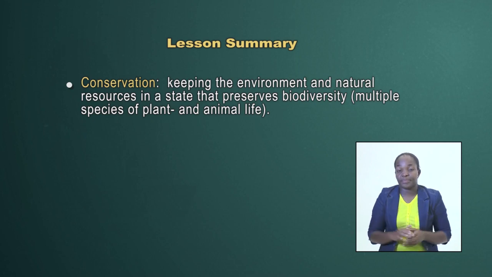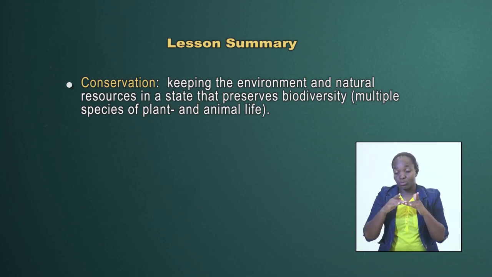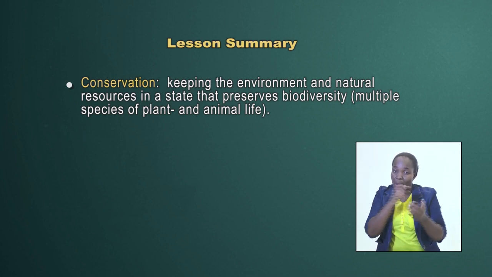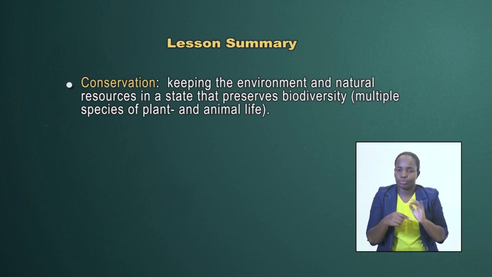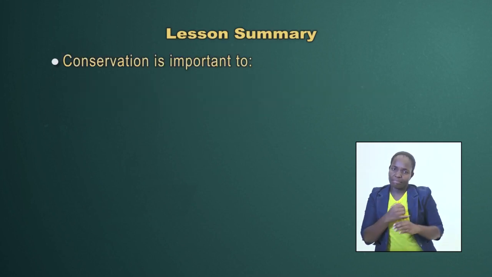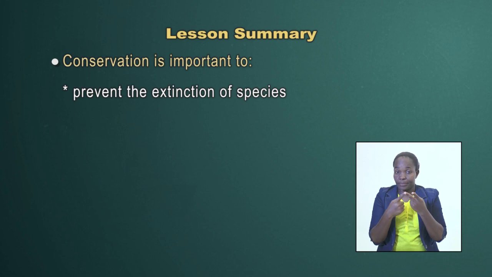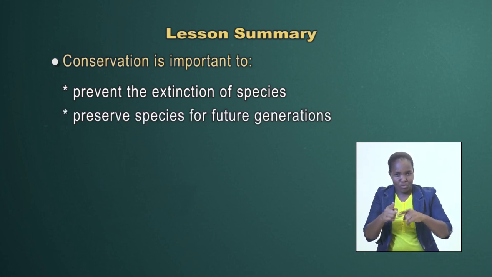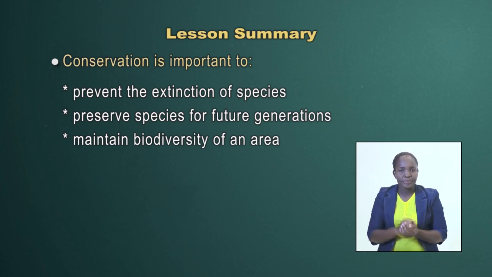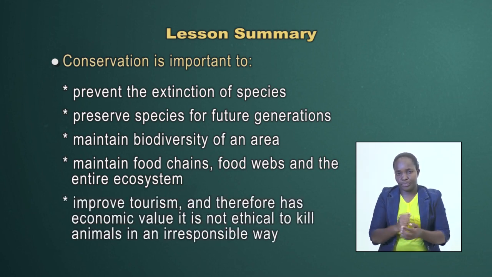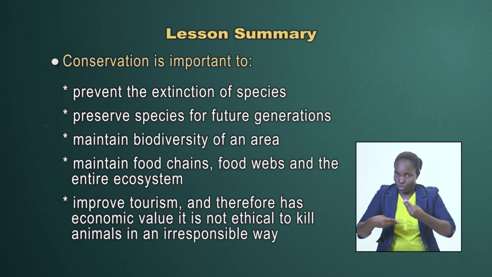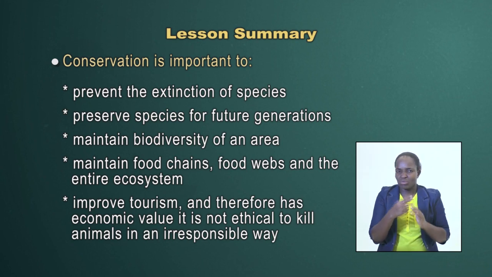Well, viewers, we hope you enjoyed our program on conservation today. We spoke about what conservation is, why it is important, and the different ways in which conservation is crucial in Namibia. We explained conservation as the process of keeping the environment and natural resources in a healthy state so as to preserve biodiversity. In other words, multiple species of plant and animal life. Conservation is important to prevent the extinction of species, conserve species for future generations, maintain biodiversity of an area, maintain food chains, food webs, and the entire ecosystem, improve tourism and therefore has economic value, and it is not ethical to kill animals in an irresponsible way.